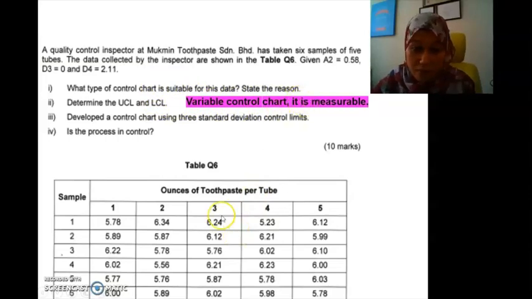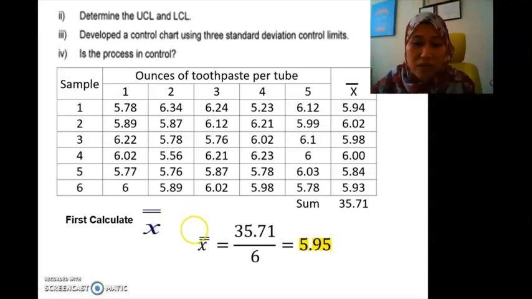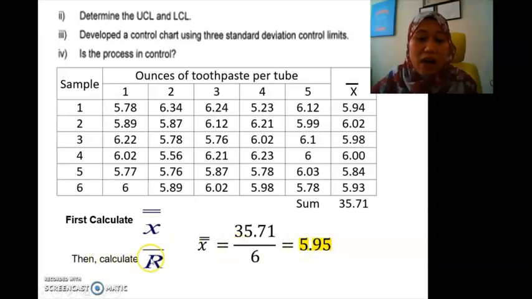It's a variable because it's measurable in ounces. The first step is to find the X bar. What X bar means here is the average of the 5 tubes. So you have to do it for samples 1, 2, 3, 4, 5, and 6. After you've taken all the averages, you need to do the sum, because you need to calculate the X double bar, which means the average of averages. For this case, we have the sum 35.71 and we divide by 6, so we have 5.95.